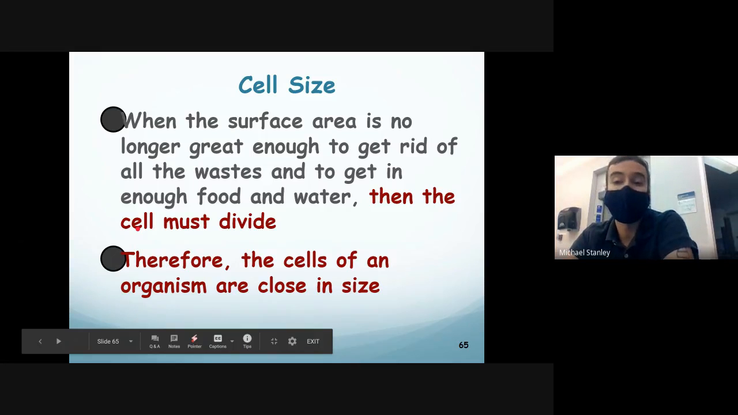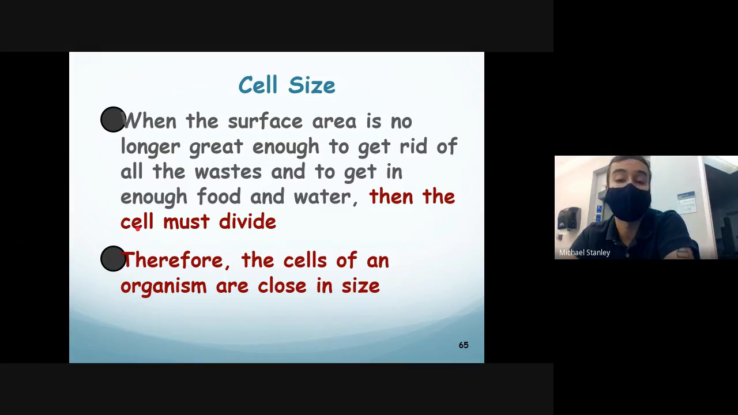So does anybody have any questions about any of these organelles? Anyone in particular that you're still a little bit confused about, or that you want me to go back and talk about a little bit more?